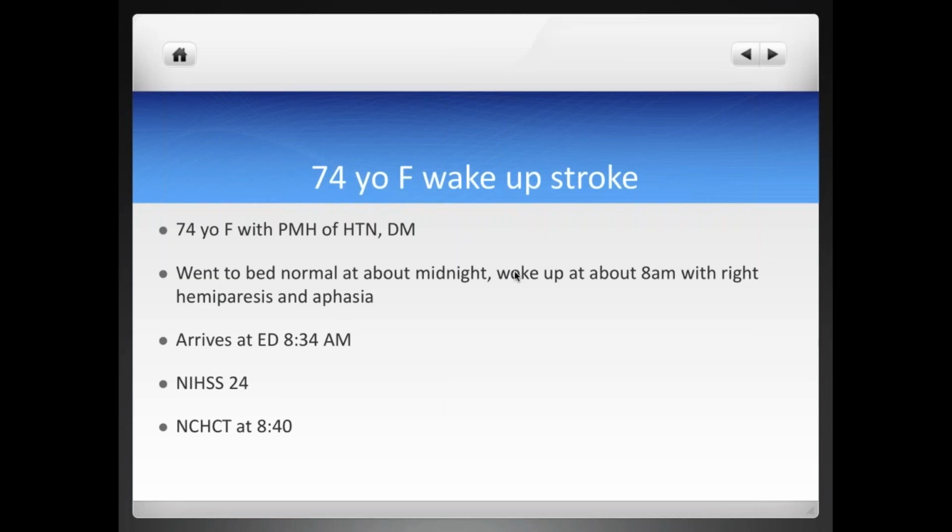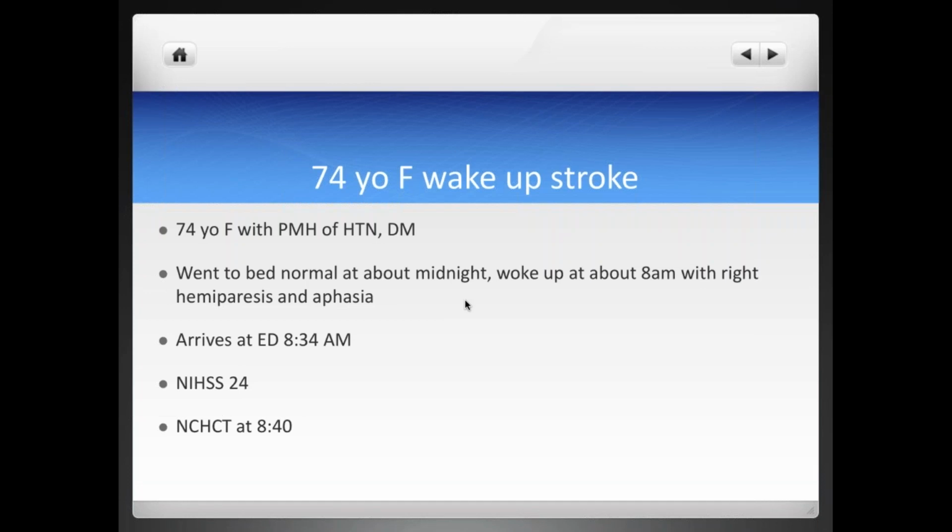Let's go now through some cases, and I think we're going to be done very soon. I just wanted to go through some cases and, in each of these examples, talk about why a specific imaging tool will be playing a very important role in those cases. Here we have a 74-year-old female with what we call a wake-up stroke, meaning the patient went to bed normal, in this case at about midnight. So she went to bed.